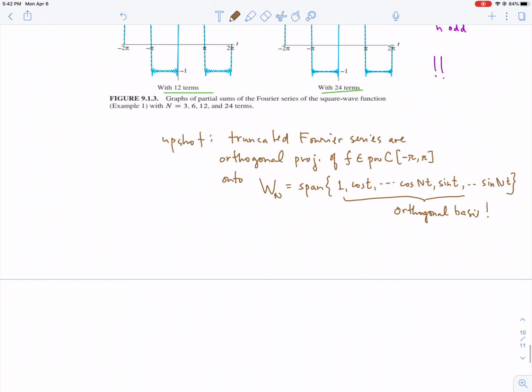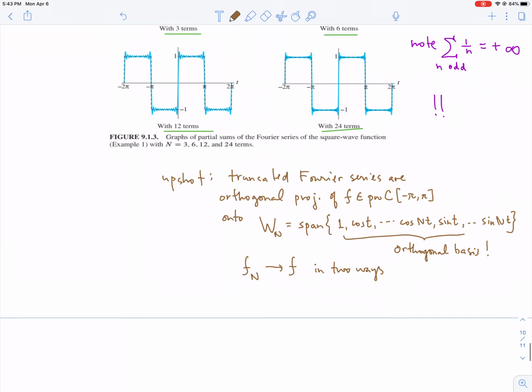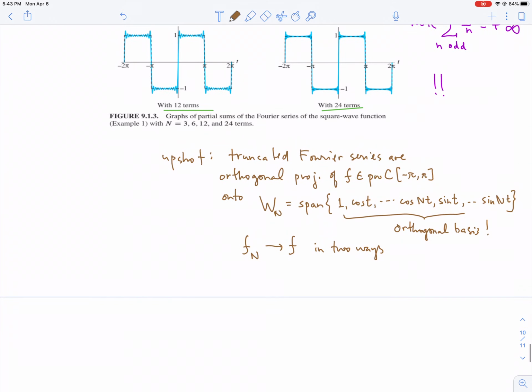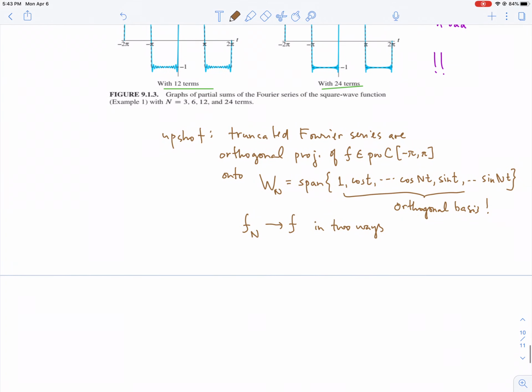And these truncated approximations, which I'll call capital Fn, actually converge to F in two ways, potentially. So first, in the distance you get from the inner product, and second, there are pointwise convergence theorems, and in nice cases, like for the tent function, the convergence is actually uniform. Okay.